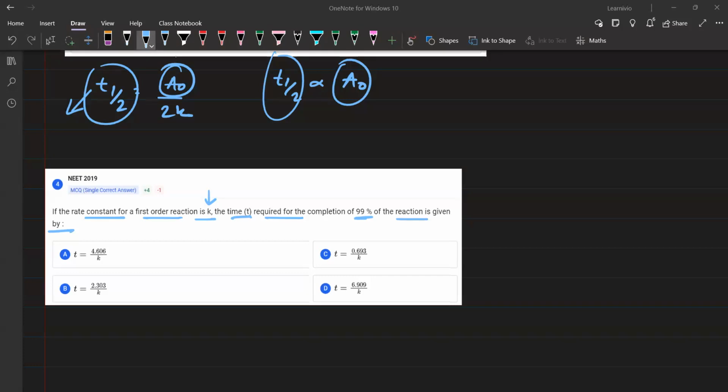Okay, I'm back, guys. Let me tell you one thing about 99% completion. 99% completion means you take A naught equal to 100. 99% is complete, so how much is remaining? The remaining concentration of A will be only equal to 1. Plug this into the integrated rate law equation and you will get the answer.